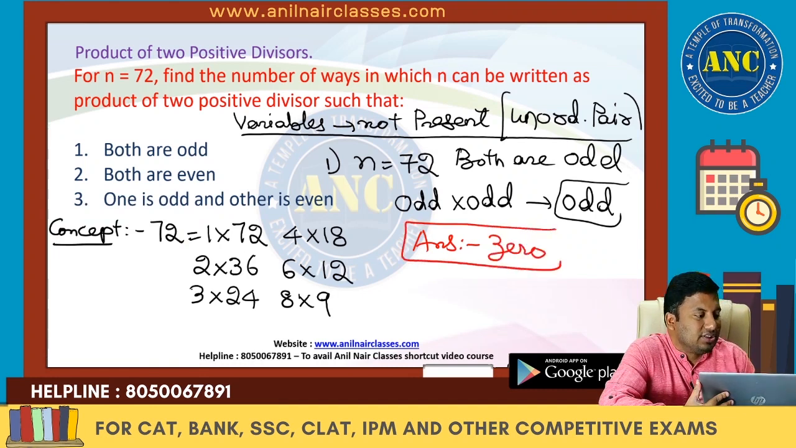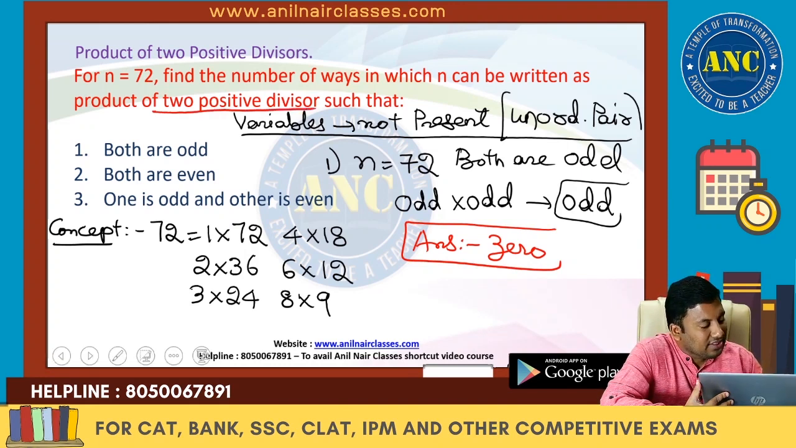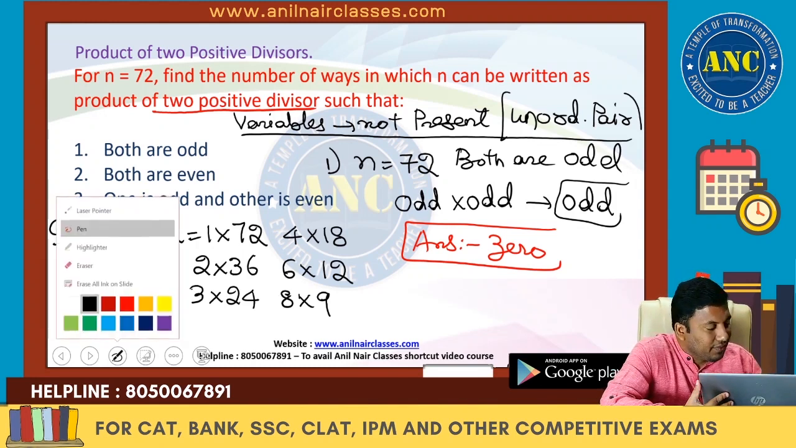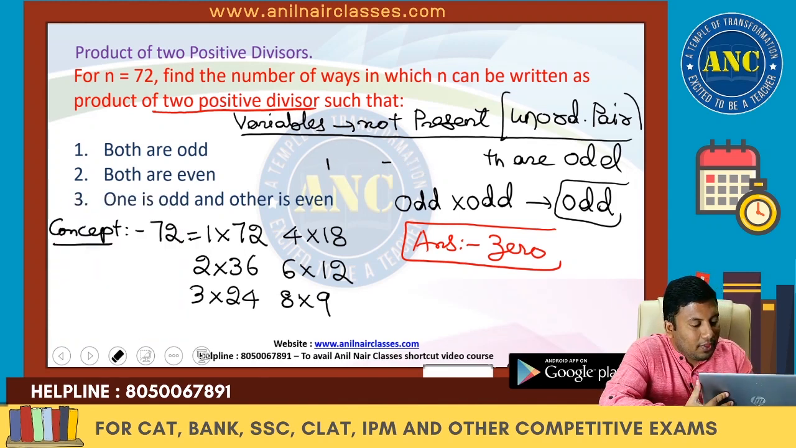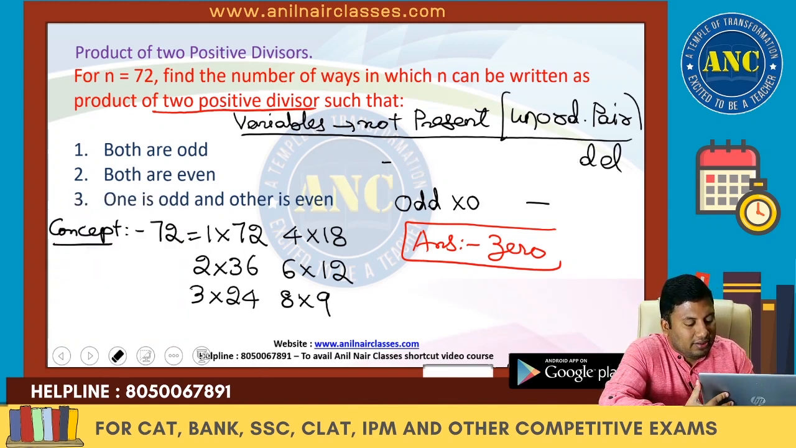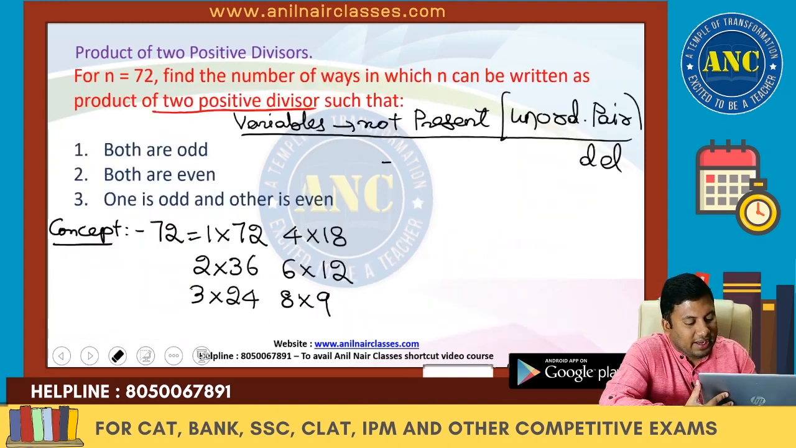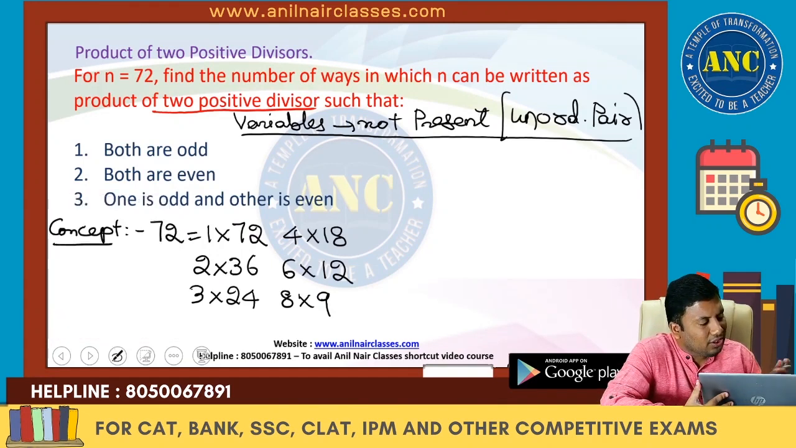First one answer is 0 because he is telling product of 2 positive divisors, right? So if one divisor is odd, another should be odd. Odd into odd is odd, but 72 is an even number. First one answer is 0. Second one. Let us go step by step. Everything will be clear to us.